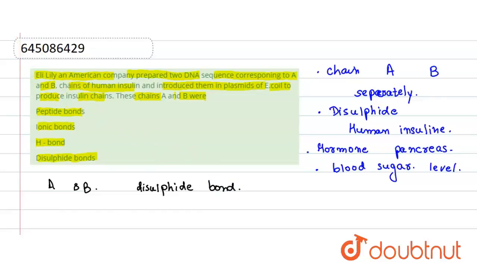So, which will be our correct option? Our correct option will be option 4, that says disulfide bond. So option 4 is the correct answer, which is disulfide bond. I hope your doubt is clear now.